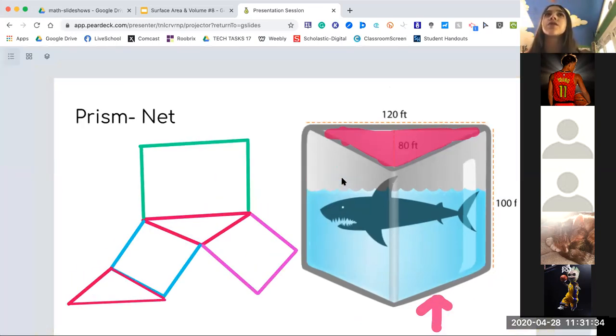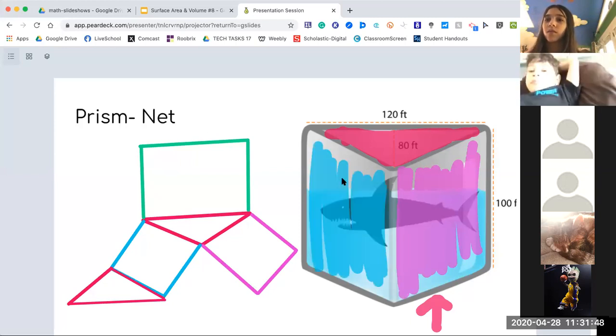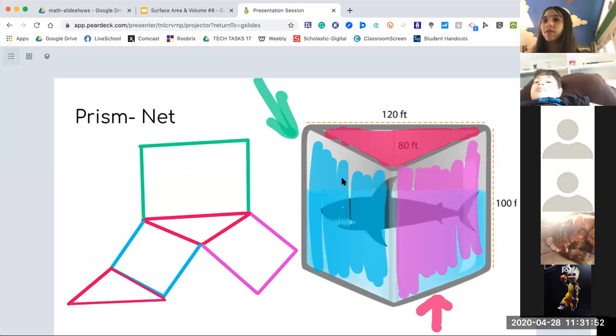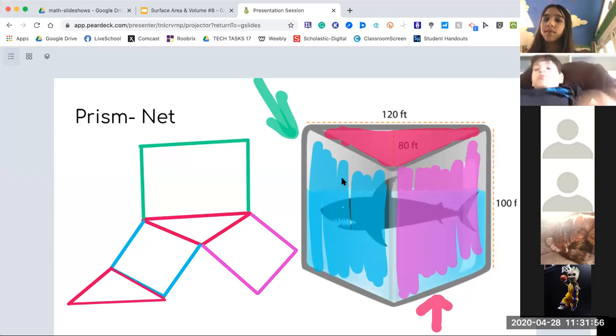Would you agree that that net is a net that would work with that tank? And they've color-coded it too. Do they have 2 triangles and 3 rectangles? Yeah. Again, the 3 rectangles would represent the lateral faces or the walls. And again, the 2 triangles would be the matching top and base.